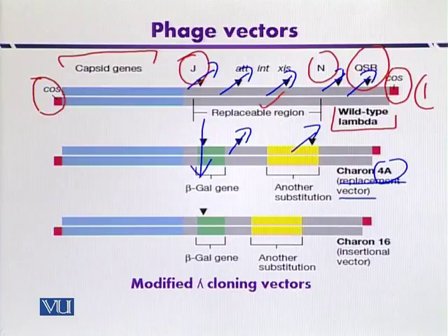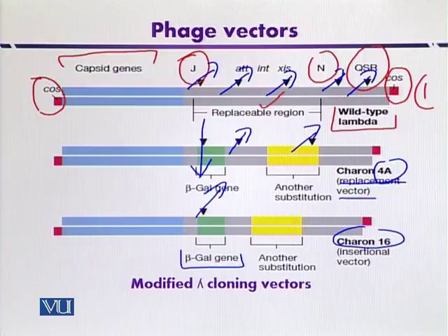The third type is called Charon 16. It contains only one restriction site within the gene of beta Gal, and here the DNA fragment is inserted. When the DNA fragment is inserted, its expression is lost, and it is called an insertional vector, because we are inserting the foreign DNA but not removing any part of the Charon 16. So that's why it is called an insertional vector.